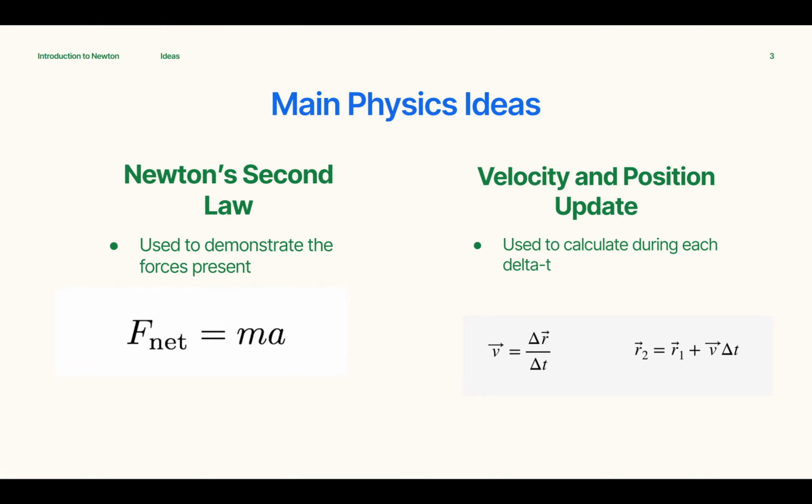The main physics ideas. We use Newton's second law, which is used to demonstrate the forces present and is shown by F net equals ma. We also use the velocity and position update formulas, which are used to calculate the velocity and positions during each delta t.